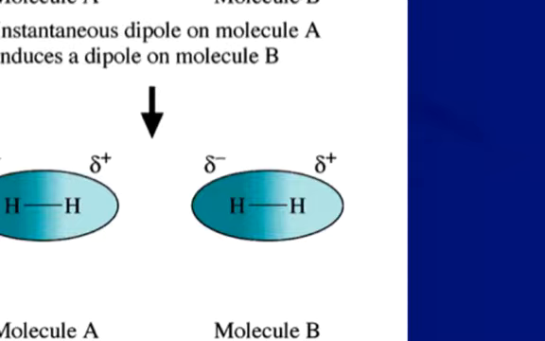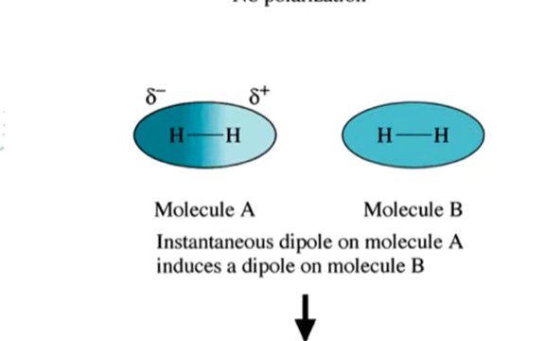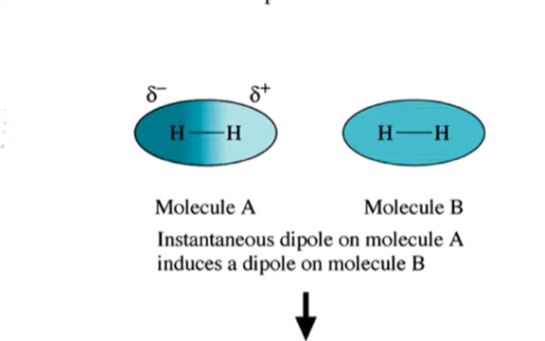So in the top right-hand corner, you see molecule A and molecule B. Notice both hydrogens, and they are totally nonpolar. There is not one that is more electronegative than the other. Down below it, you see molecule A and molecule B. Molecule A has distorted itself, and now the electrons are more on the left-hand side, and there's less electrons on the right-hand side. This is called a polarization event or an instantaneous dipole.